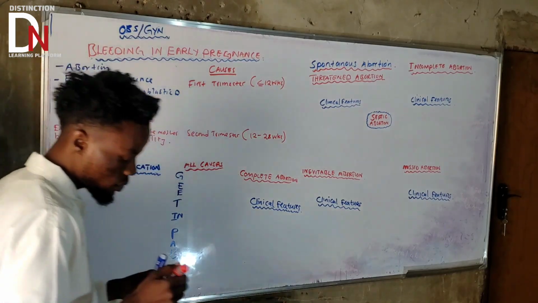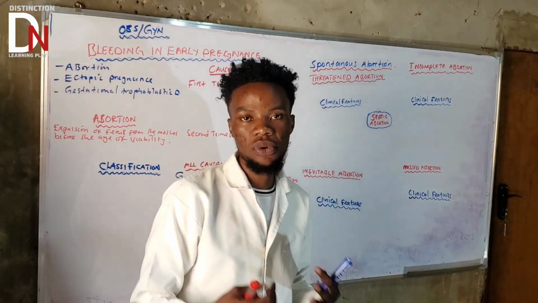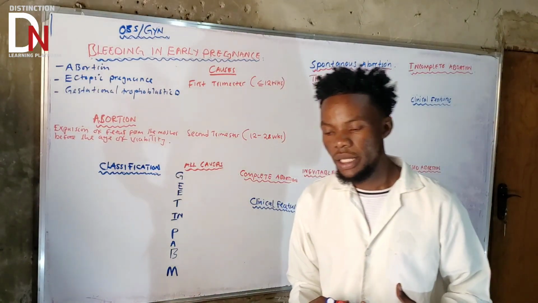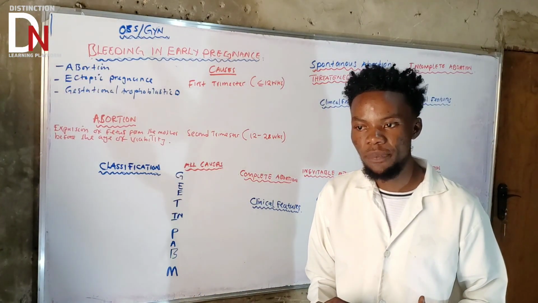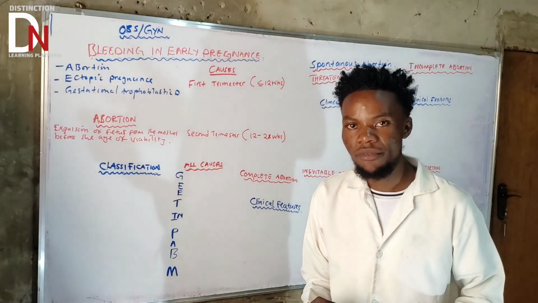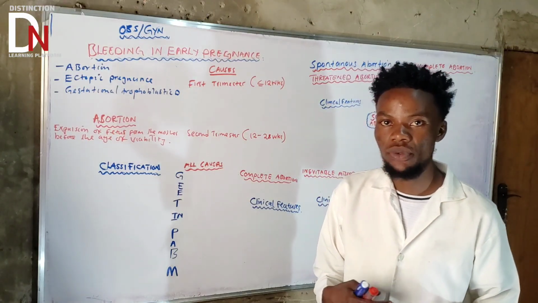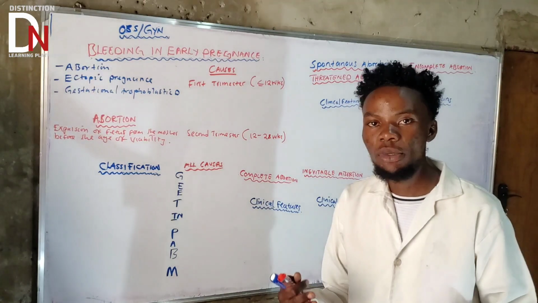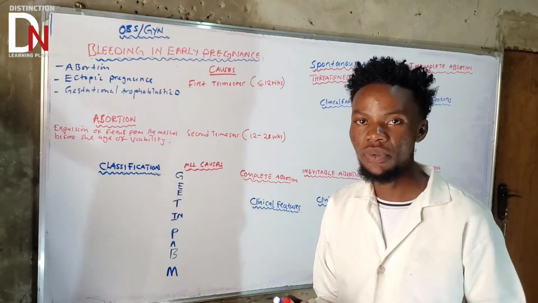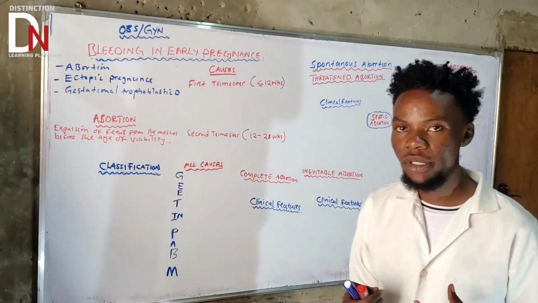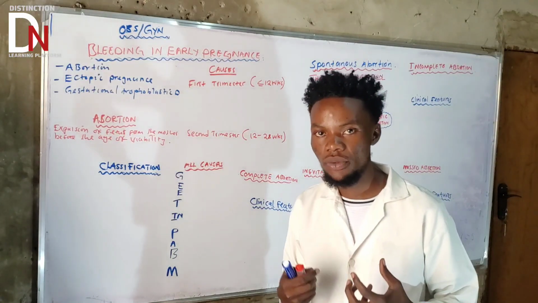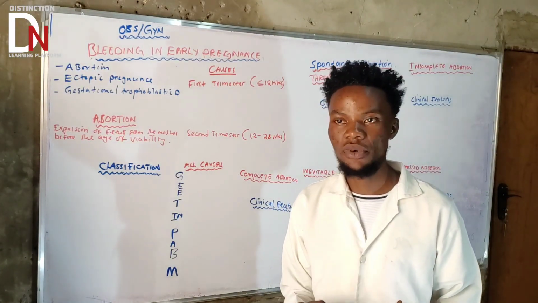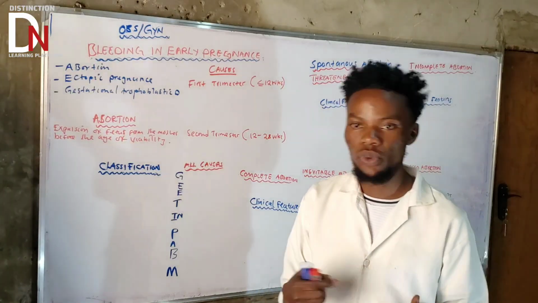Again, what do we mean by age of viability? Age of viability is the stage where a fetus can survive outside the uterus. If you take a fetus out of the uterus and it is able to survive without medical intervention, then that fetus has attained the age of viability. But the age of viability differs from place to place or country to country, okay?